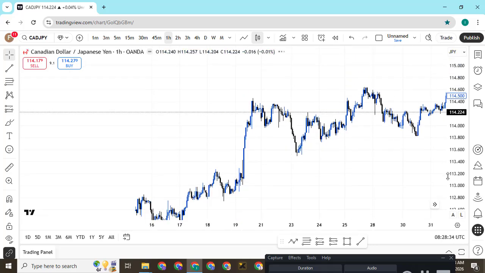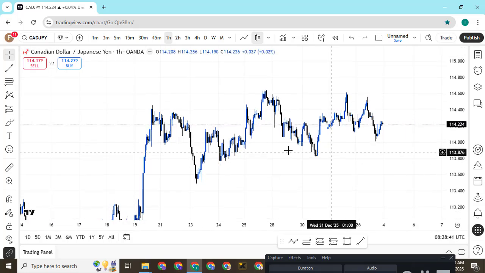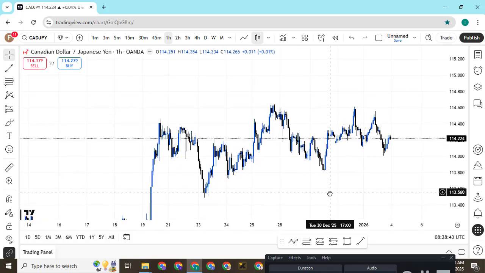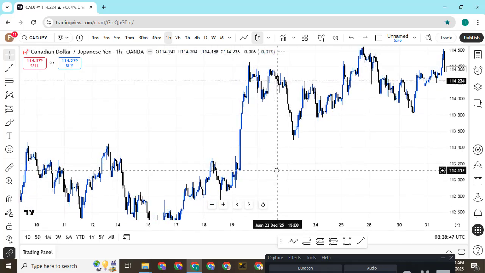When the market is in an uptrend, we are expected to buy. When it's in a downtrend, we are expected to sell. So I can see one thing, let me check for my support and my resistance.